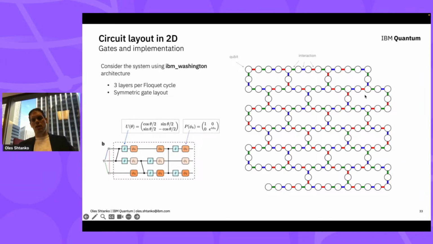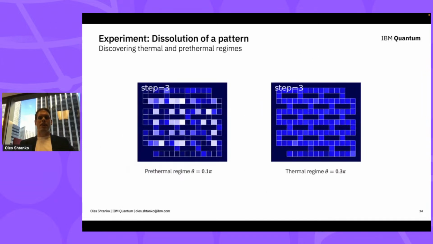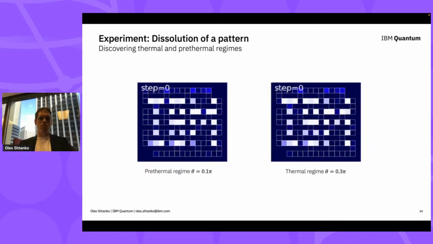So what we do is we use a similar circuit to the one we have for one dimension, with one exception, because some qubits now have three neighbors. This means that instead of two layers, we have three layers of control Z's, and essentially that's all the difference. And now we can, again, look at the local observables in the systems.